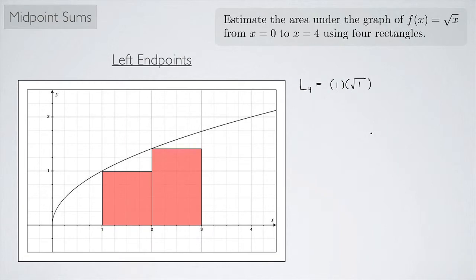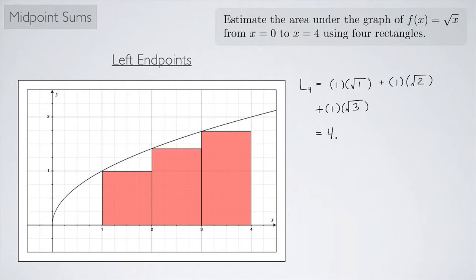My next rectangle would look like this, and that's also going to have a base of 1, and the height is going to be the value of the function at 2, which is the square root of 2. And then my third rectangle also is going to have a base of 1, and it's going to have a height equal to the value of the function at 3, so that's the square root of 3. And if you do this out on a calculator, you get 4.146. And so that is my estimate using left endpoints.